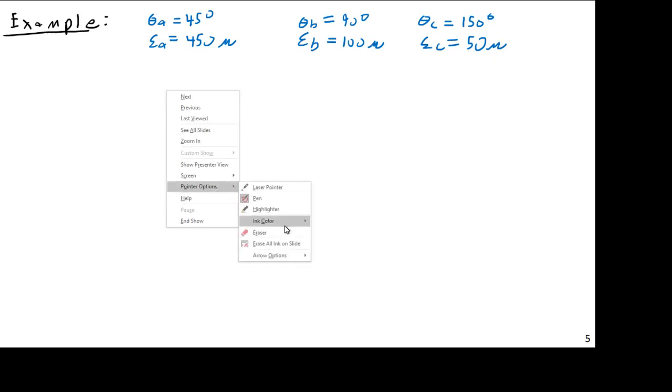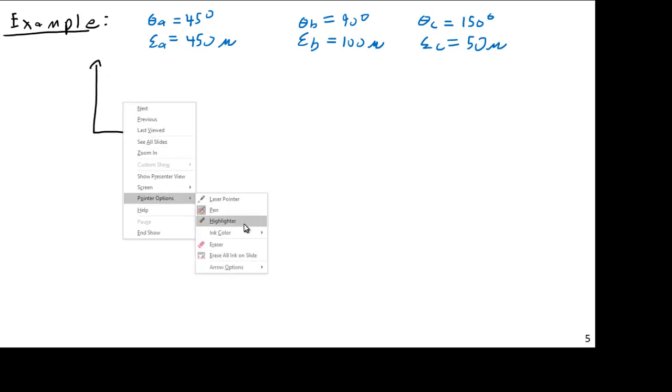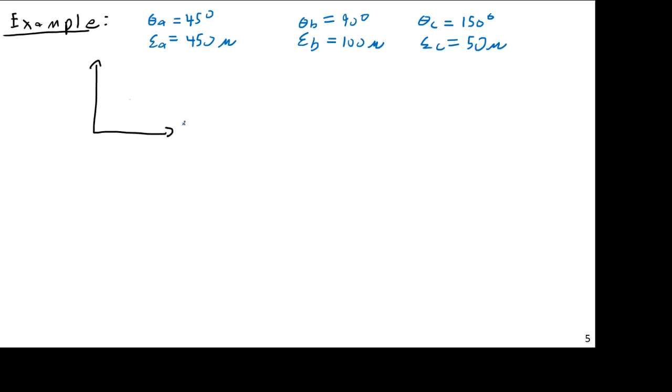So quickly plotting this, I can have A, B, and C. B is going to be right along the y-axis. And this one's at 45 degrees, 90 degrees, and 150 degrees. So we're given all of this, and we want to find the state of strain. We want to find epsilon x, epsilon y, and gamma xy.